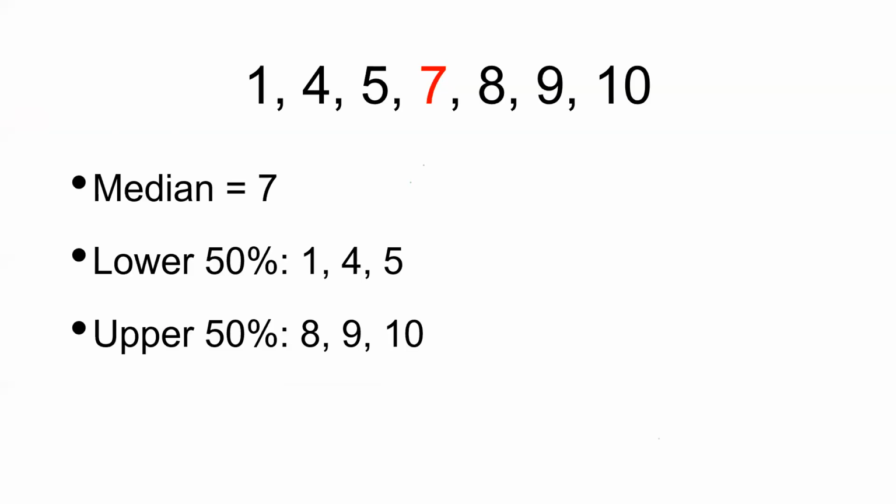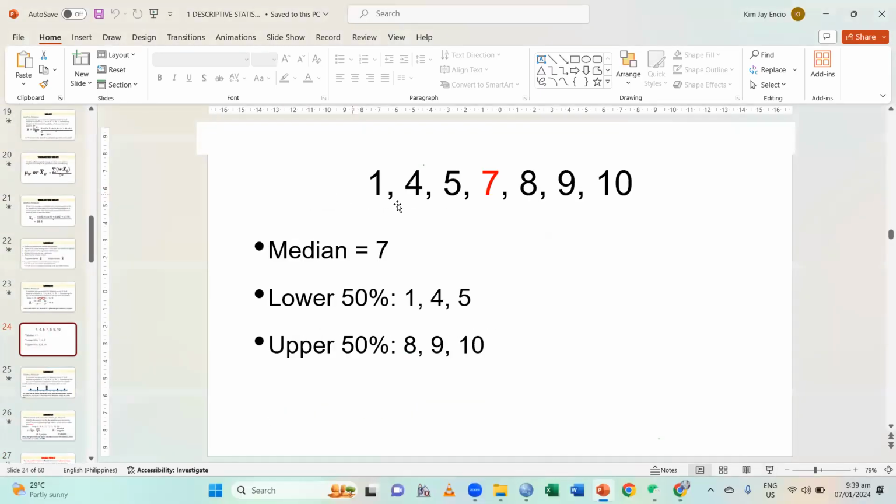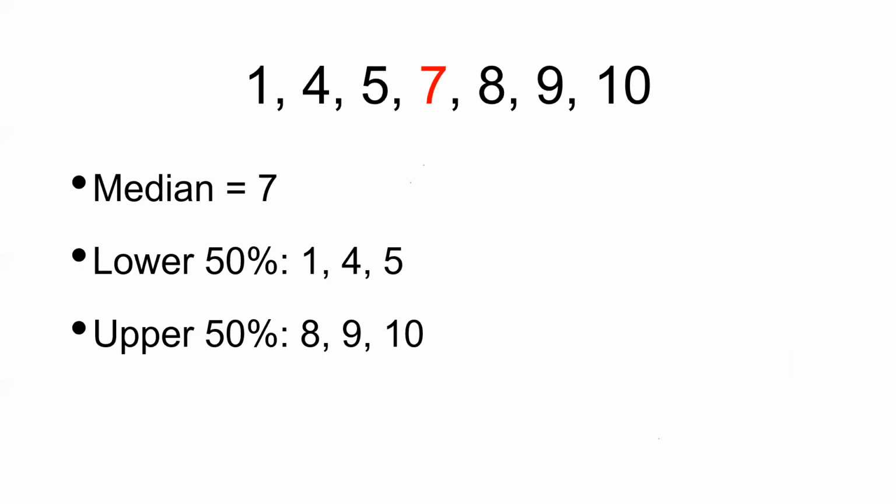Okay. Now, how about if you have an odd number of scores? I presented them already in this case. I have here 1, 4, 5, 7, 8, 9, 10. There are 7 scores here, right? And 7 is odd.